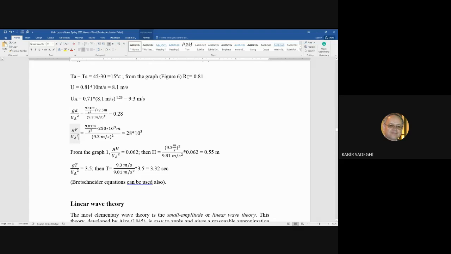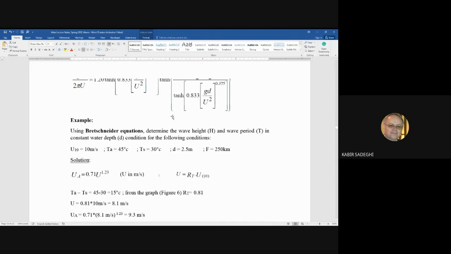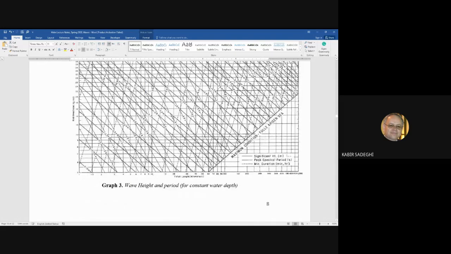Why do we find this one? Because, if you remember, GD over U square is a value that we need to apply in the horizontal axis of the graph, and GF over U square is needed for applying in the vertical axis of the graph. Let me show you. In graph 1, in the vertical, we need GH over UA square. We calculate this one. And for the horizontal one, we calculated GF over UA square.